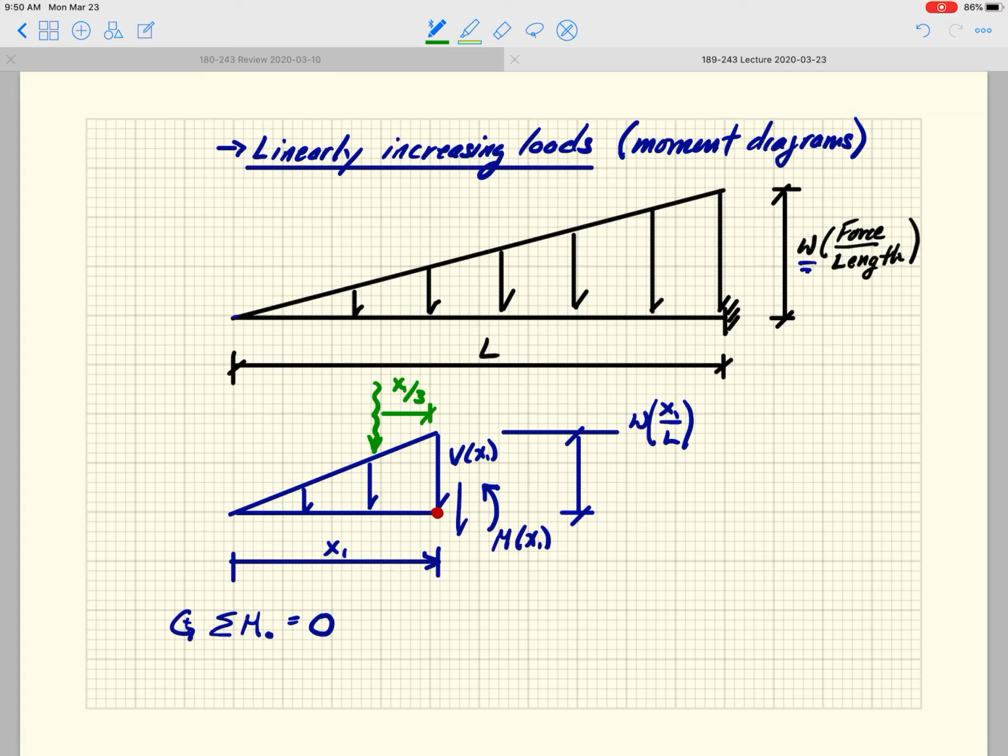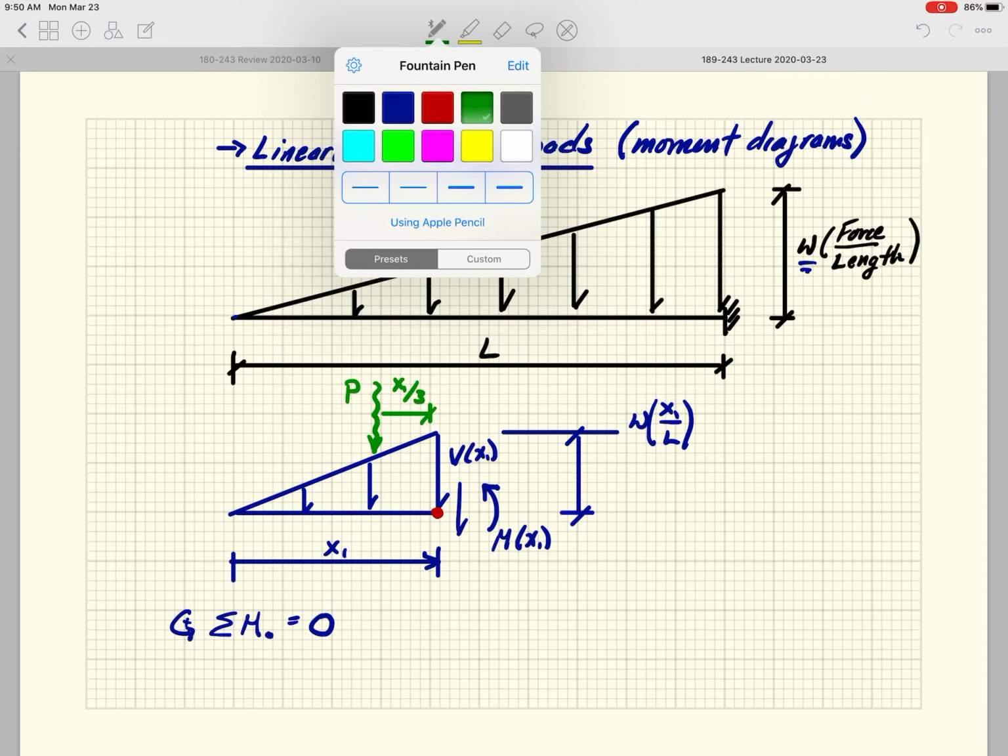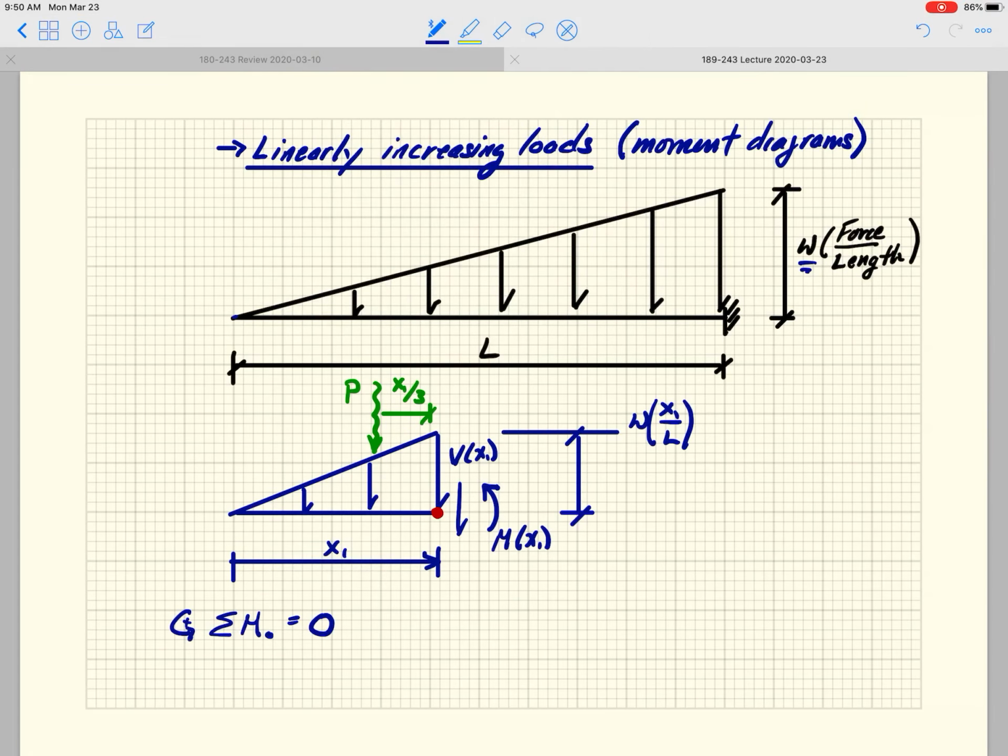All right, and its magnitude right now, we're just going to call it P, but I'm going to solve for that in a second, right? So summing the moments about that point, we're going to get P times x1 over 3, right? And that is positive because it's consistent with this right-hand rule there. And then I'm also going to get a plus M of x1, and that has to equal 0, right?